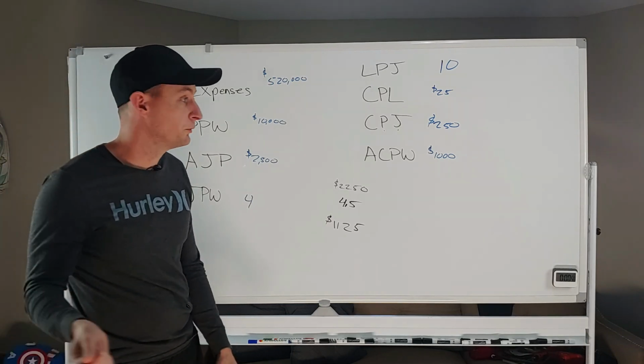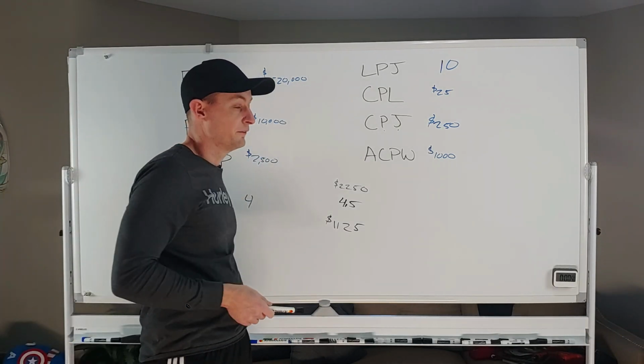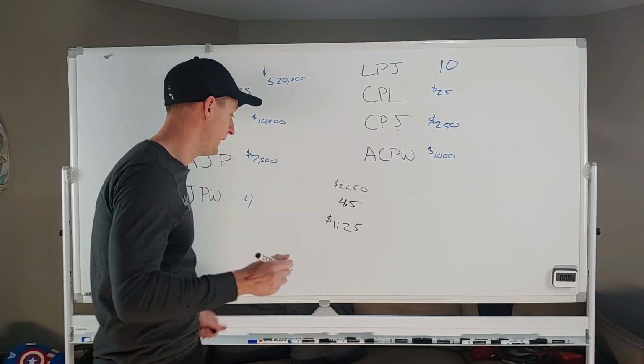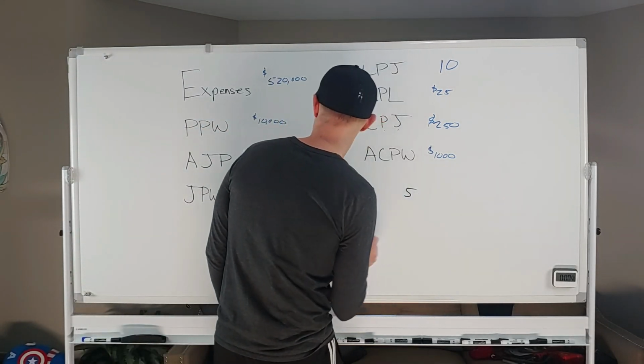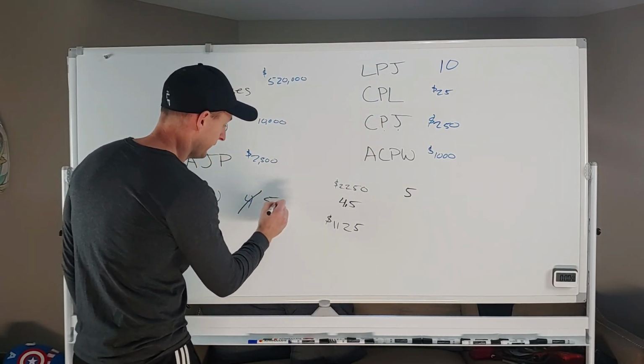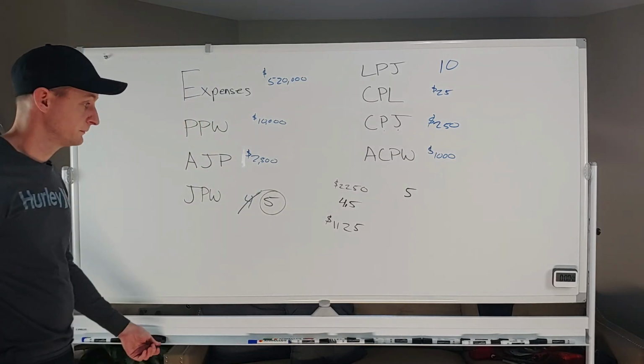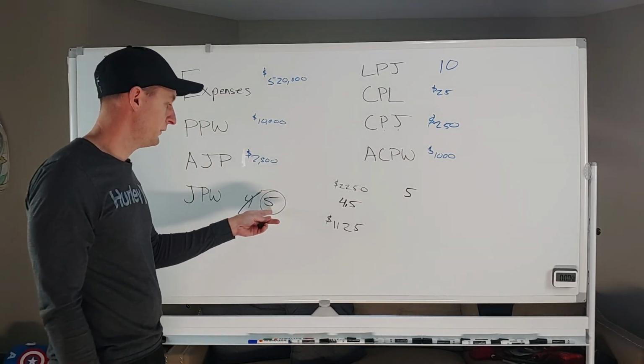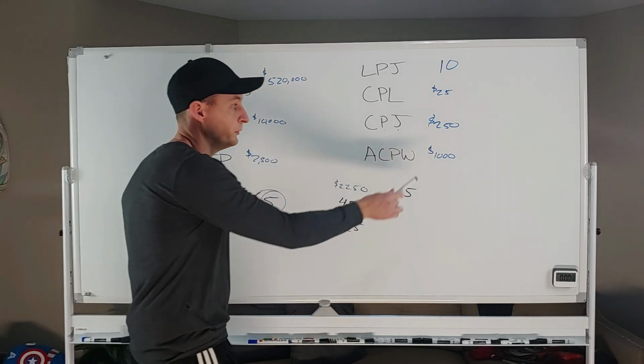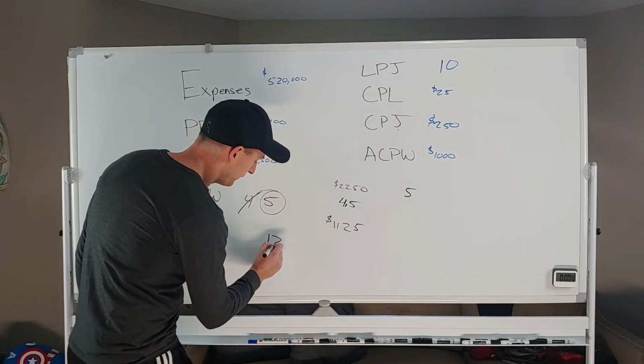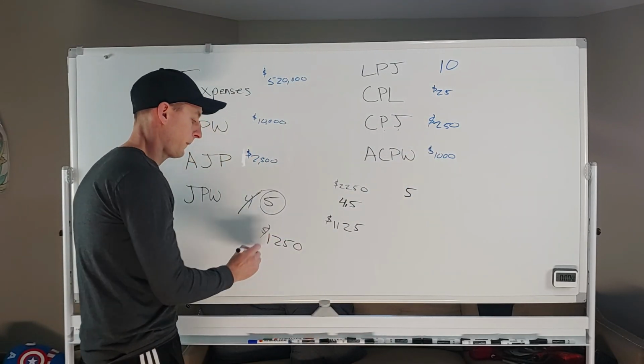So then all you do is you divide 10,000 by 2,000, and that gives you 5 jobs per week, right? So this is now not a 4, now it becomes a 5, right? So then all you have to do now is you take 5, multiply it by the 250, and now you have to spend $1,250. Okay?